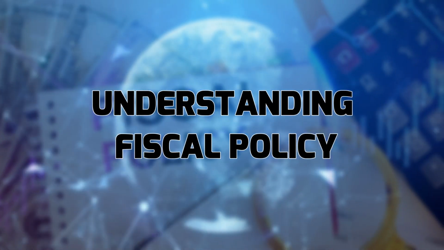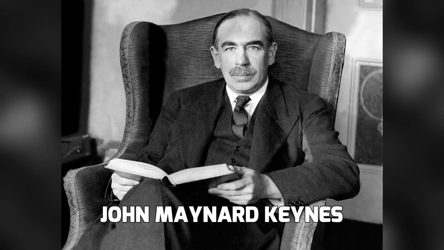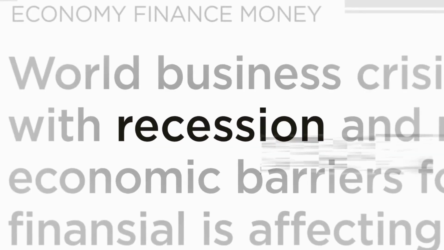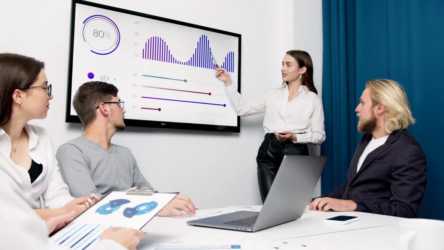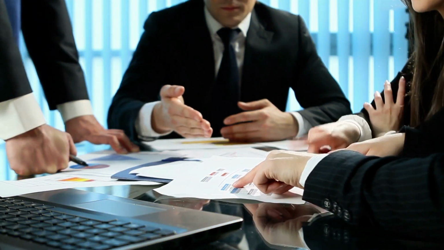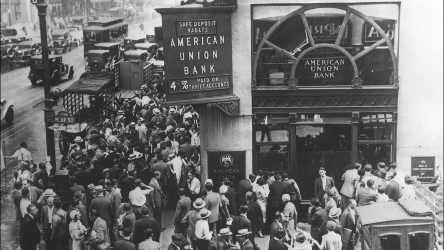Understanding fiscal policy. Fiscal policy in the U.S. is based on British economist John Maynard Keynes's ideas. He believed that recessions happen due to insufficient consumer spending and business investment in demand. Governments can stabilize the economy by adjusting spending and tax policies. This was evident during the Great Depression, leading to the New Deal with massive public spending and social welfare programs.